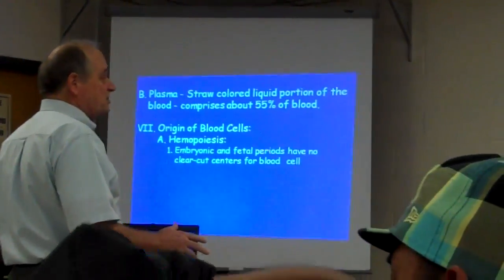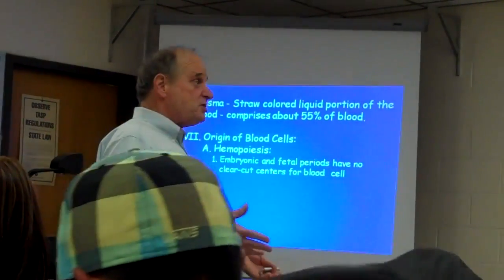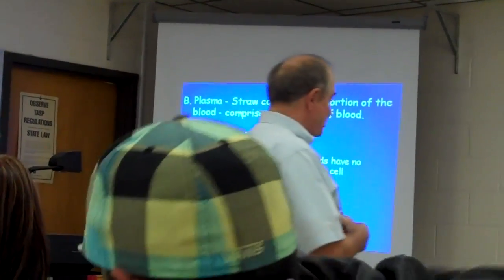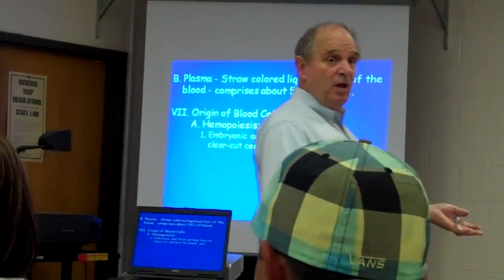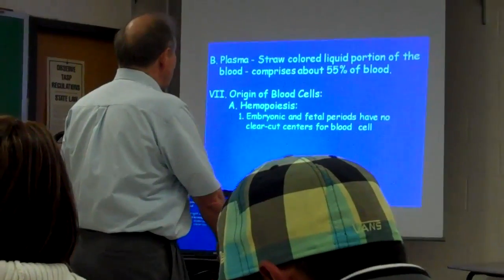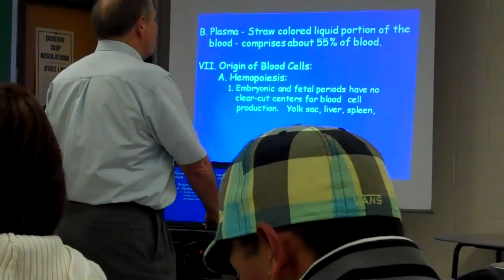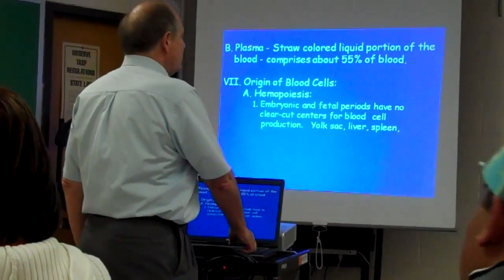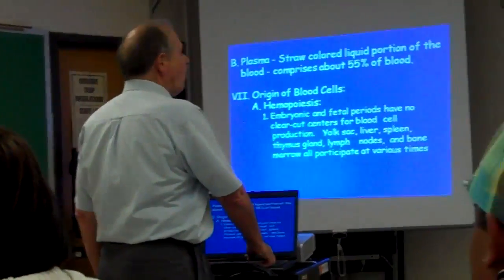And we'll talk about anemias. Aplastic anemia is where the bone marrow shuts down. Pernicious anemia is where there's a lack of absorption of vitamin B12, which is necessary in the production of the DNA for the blood. So we'll get into those things later. But the embryonic and fetal periods have no clear-cut site. We mentioned this production: the extraembryonic mesoderm of the yolk sac, the liver, the spleen, thymus gland, lymph nodes, and bone marrow all participate.